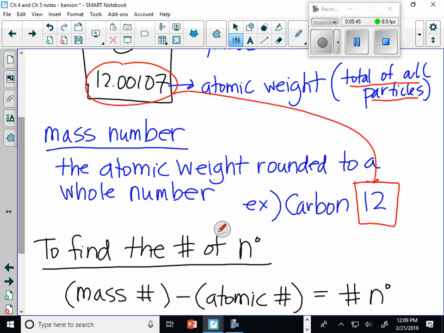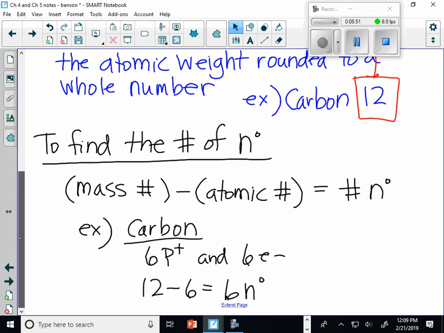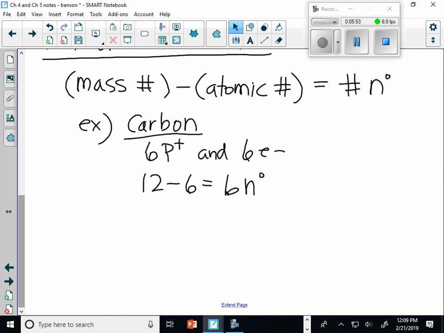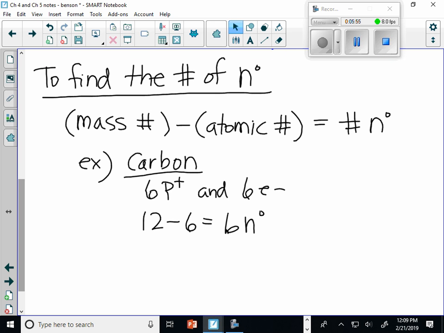We are going to be using this mass number to find the number of neutrons. So the last point that I have for today is that we are going to find the number of neutrons. So the mass number rounded to a whole number minus the atomic number is going to give you the number of neutrons.